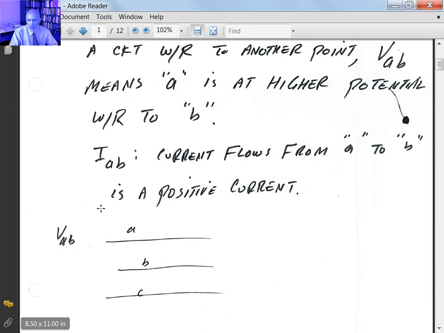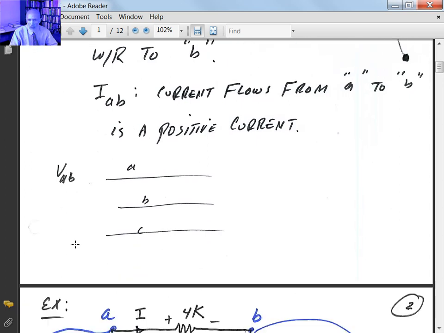But sometimes even in single-phase, if you're not measuring a voltage with respect to the ground, you always use double subscripts. So if the second subscript is missing, that means you're measuring with respect to the ground potential.